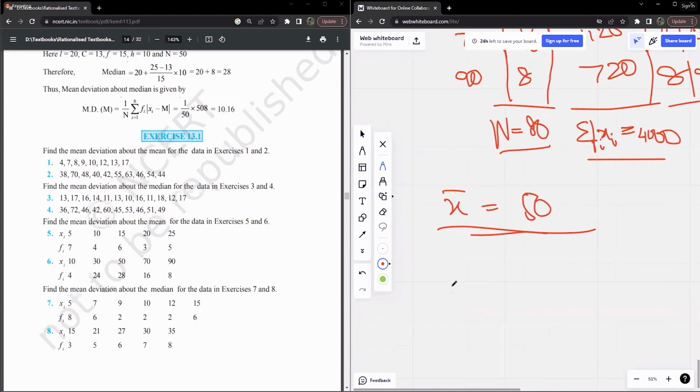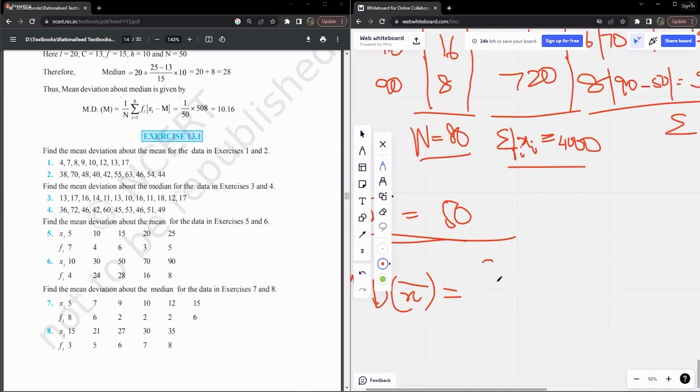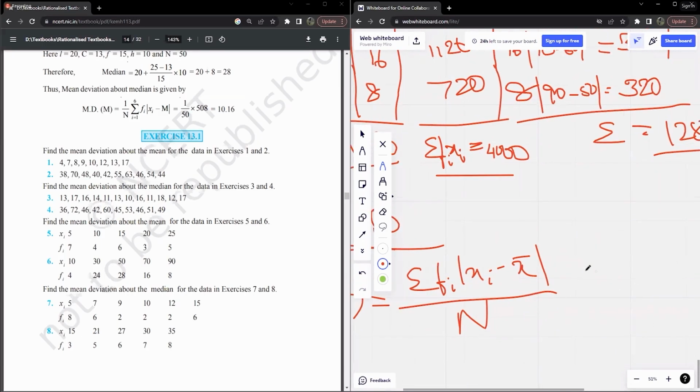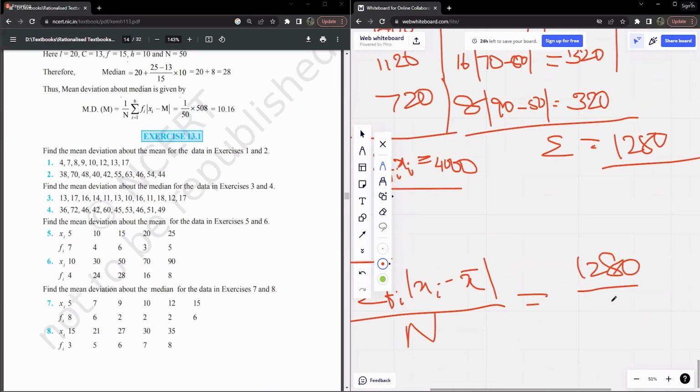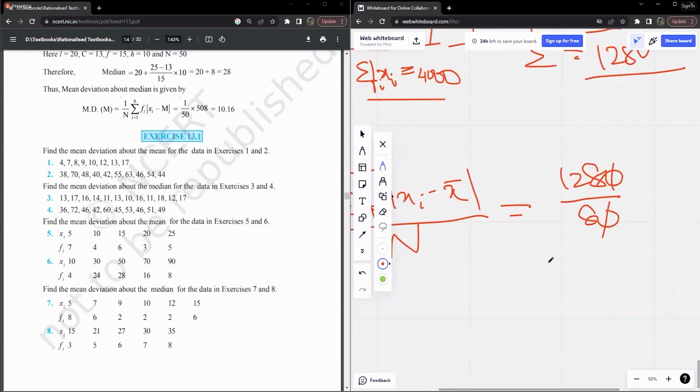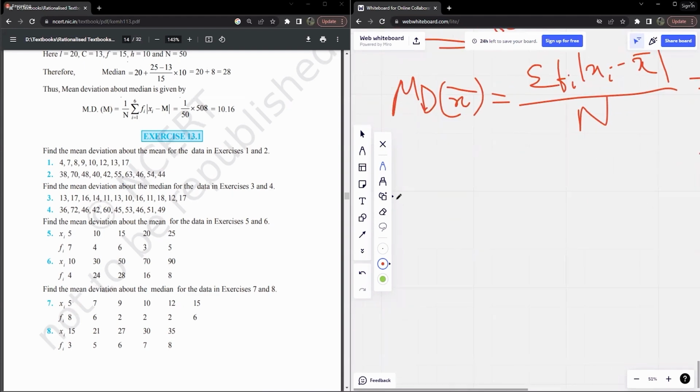Finally, your mean deviation above the mean is going to be equal to the summation of fi times |xi minus x bar| divided by capital N, which is basically 1280 divided by 80. The 0 cancels out, and 128 by 8 is basically 16. And that is a measure of your mean deviation. That completes question number 6.